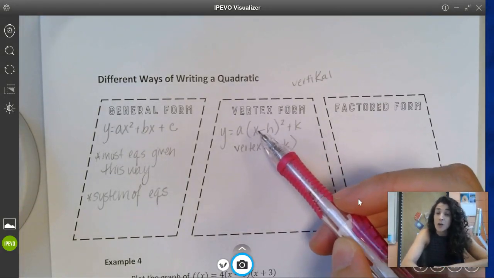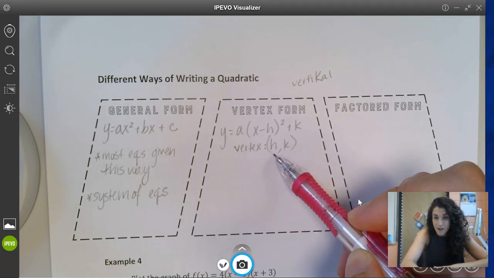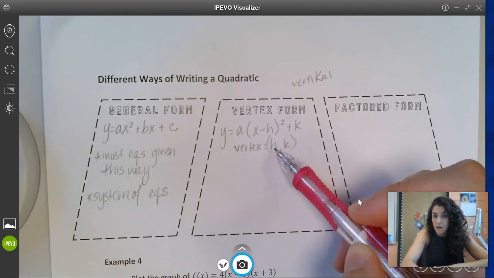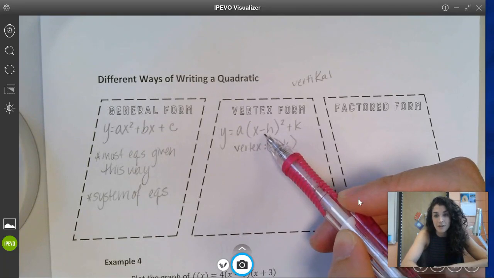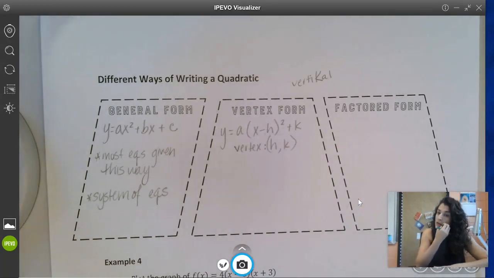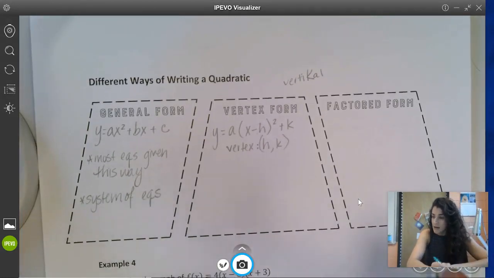So if it's like x minus 3, the x value, the h value here, the x value of your vertex would be positive 3, even though it says minus here. So that's a key piece of information to know, that if you're talking about the vertex, the x value is the flipped sign of that.